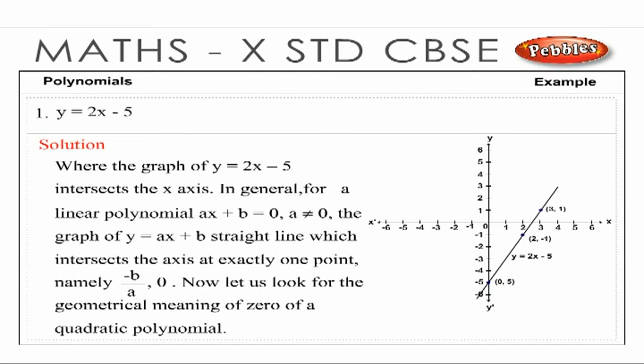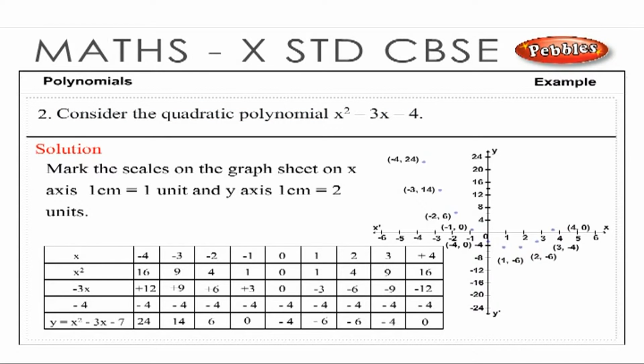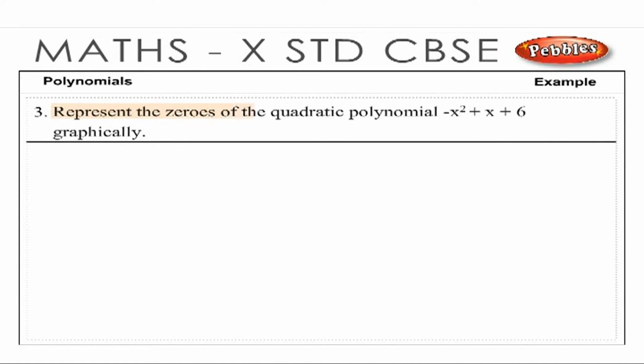Now, let us look for the geometrical meaning of the zeros of a quadratic polynomial. Consider the quadratic polynomial x squared minus 3x minus 4. Solution: mark the scales on the graph sheet, on the x-axis 1 cm is equal to 1 unit and on the y-axis 1 cm is equal to 2 units. Assigning values of x from minus 4 to 4, we calculate the values of y and prepare the following table.